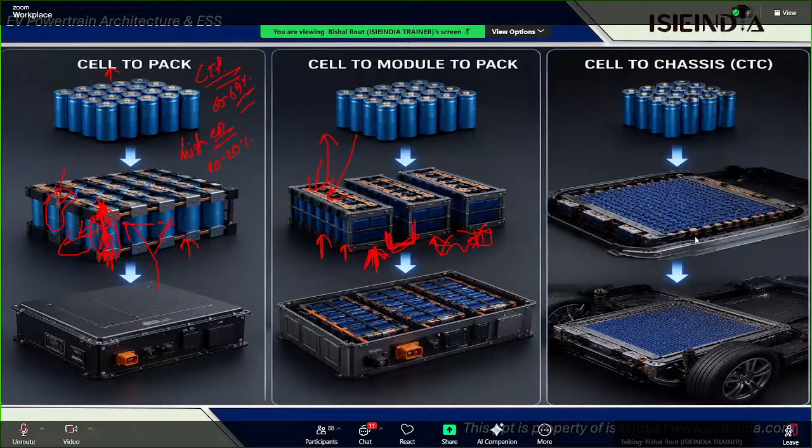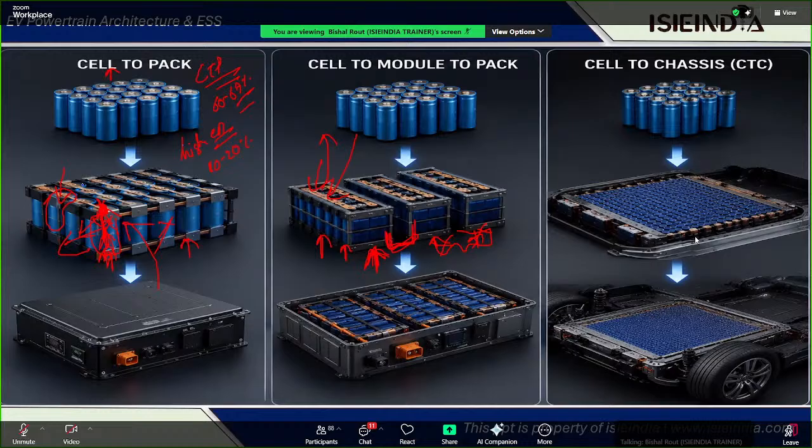Then third is the structural load on cells, basically, right? Without module casing, the cell will experience a huge amount of vibration, shock, and mechanical stress directly. That is why we need a structural adhesive. We need to form an encapsulation. We need to form a compression system such that vibration, shock, and mechanical stress will not impact the cell to pack approach directly, right?